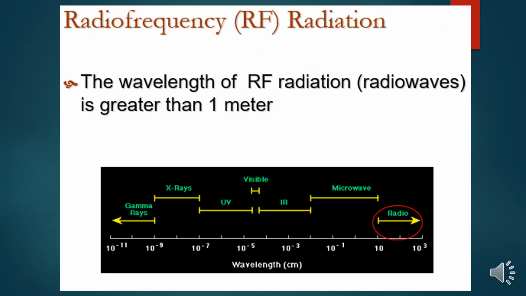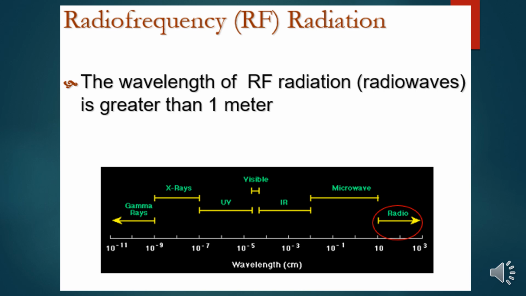Then it is about radio frequency radiation. The wavelength of radio frequency radiation is greater than 1 meter. As you can see in this image, it is greater than 1 meter. Then gamma rays range from 10 power minus 11 to minus 9. Then X-rays, minus 7 to minus 9. As you can see, UV ranges from 10 power minus 5 to 10 power minus 7.